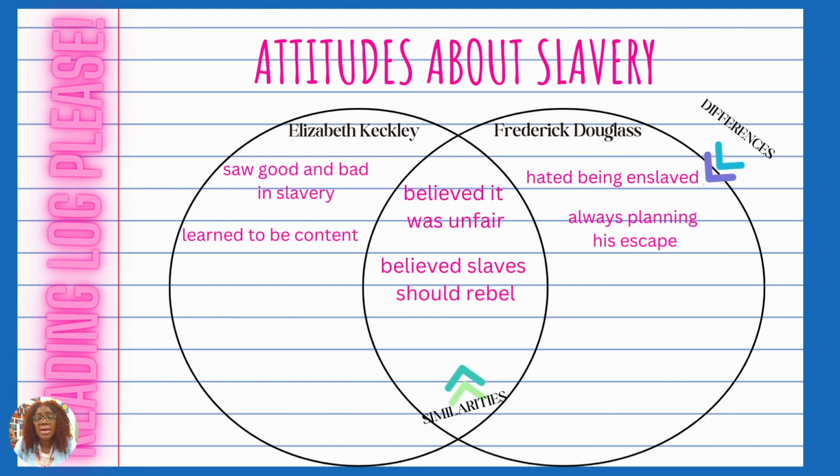All right. Now, attitudes that overlap for both of them, both believed that slavery was unfair. And then secondly, both of them believe that slaves should rebel. And this is obviously the case based on their actions. All right. So please add at least 2 more ideas with regard to how they thought about slavery or what they believed about it. And that's going to show their attitude. Okay. Pause the video to get that done. Once you finish, come on back.